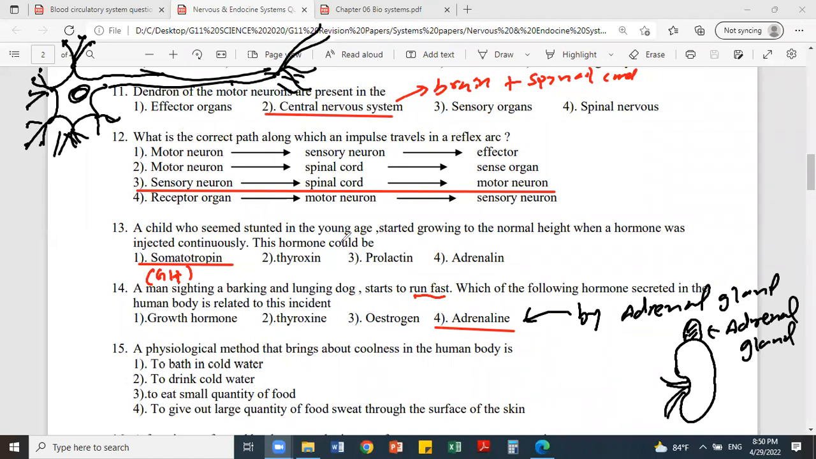To give out a large quantity of sweat. It's not food actually; cut the word food. A large quantity of sweat through the surface of the skin. So the answer is fourth. You can't get food through the skin. Having a bath in cold water, drinking cold water, or eating a small quantity are things we do by ourselves, with our efforts. So the fourth one is involuntary.